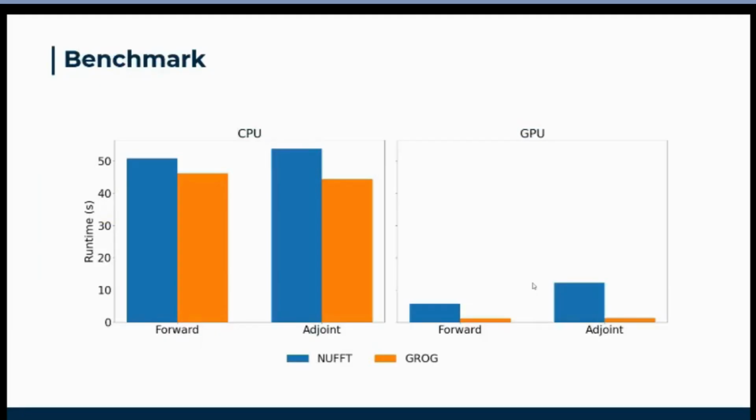To benchmark our implementation, we measured the forward and adjoint runtimes for a low-rank subspace reconstruction of a public 3D MR fingerprinting dataset. And as you can see here, the GROG interpolation enabled on GPU an order of magnitude speed up compared to the state-of-the-art Q-FINUFFT library.